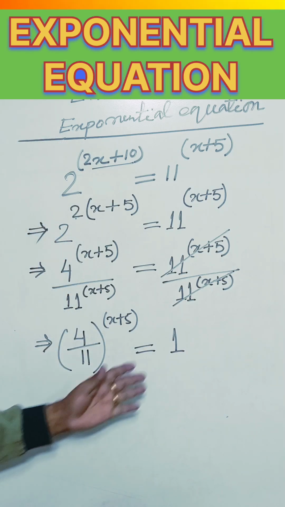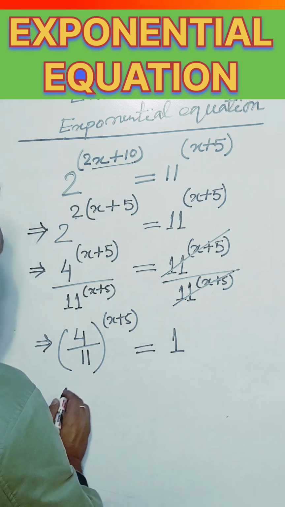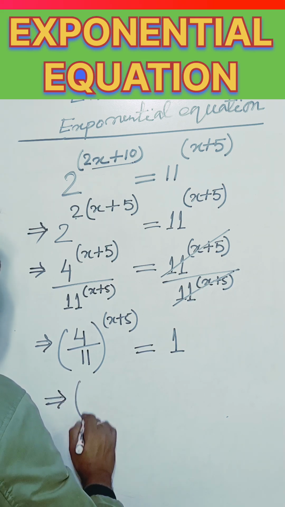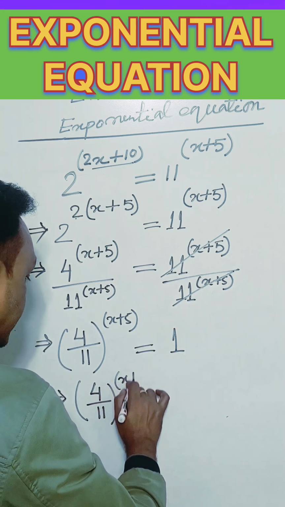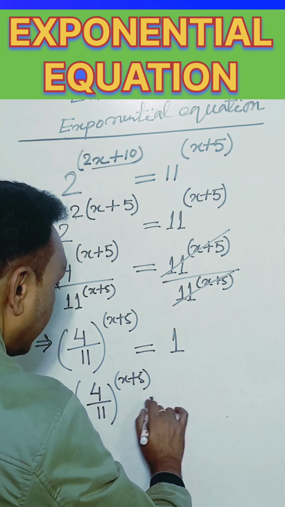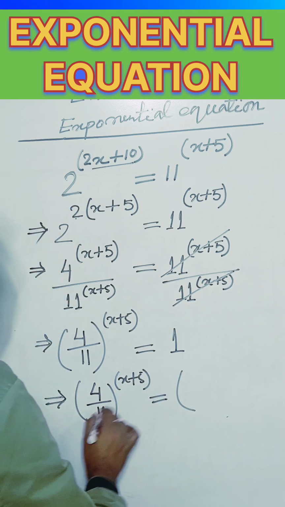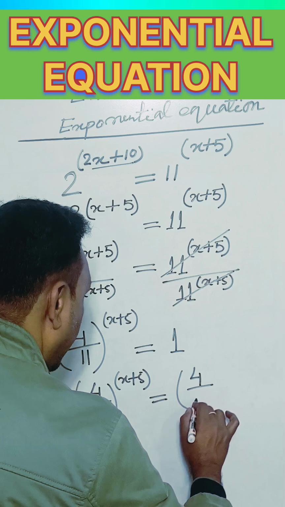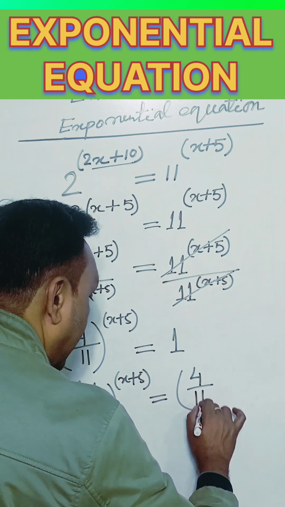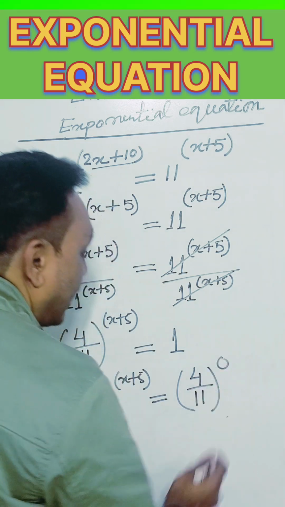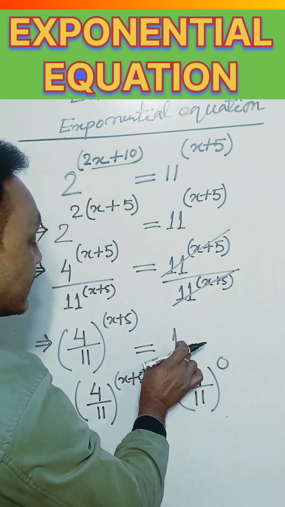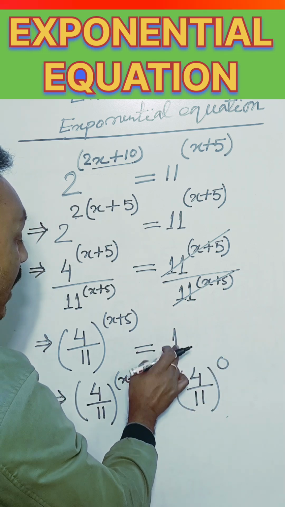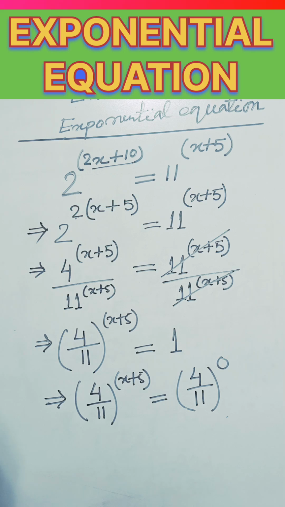Now as we know that anything to the power 0 is 1, in order to get the solution, just a little bit of adjustment will be there. What is that adjustment? I will write the same, 4 by 11 to the power 0, because as I know that anything to the power 0 is 1. So instead of 1 we can write this expression.